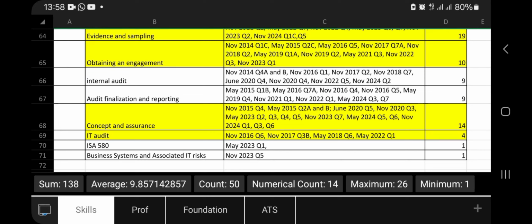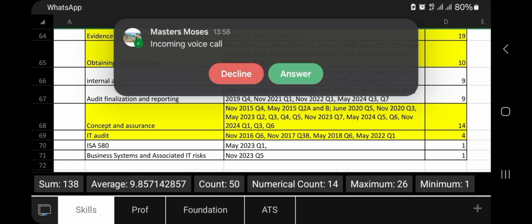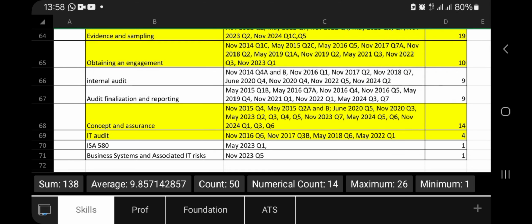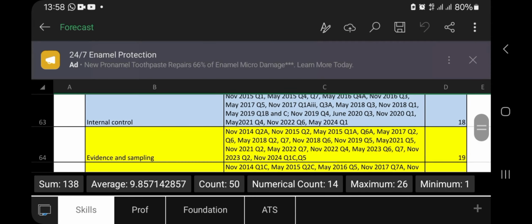Now, if you've been listening to me, if you're writing other papers and you're listening to my focus for the other papers, you would hear me say that you should pay attention to introductory chapters as well as chapters such as IT related or trend related. This is one of them. So please pay attention to your IT audit before you move to concept and assurance. Once you're done with that, then you can move to concept and assurance, and then move to the ones in blue.